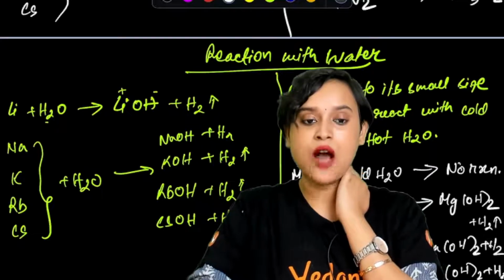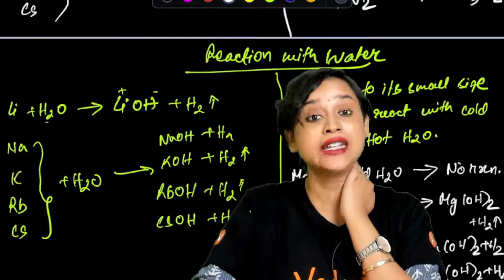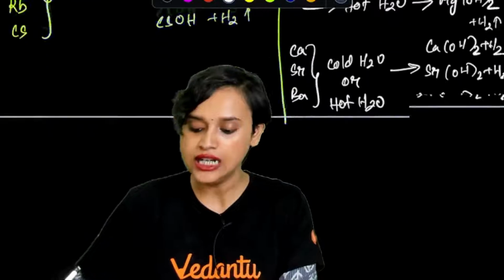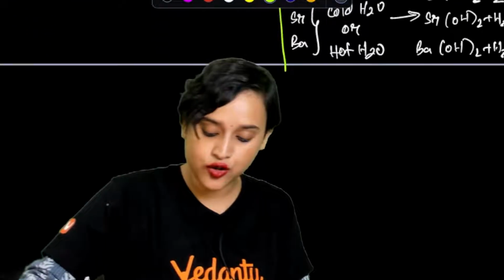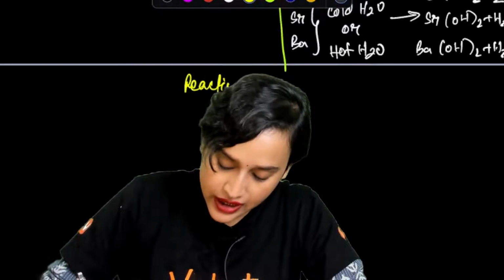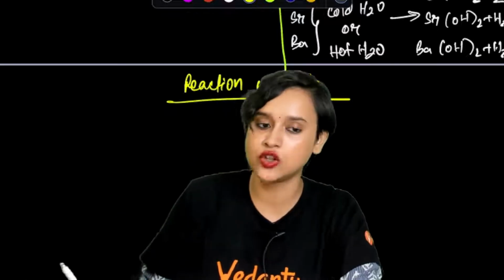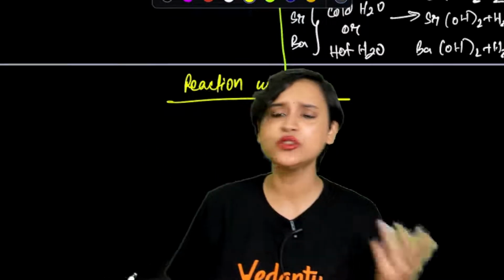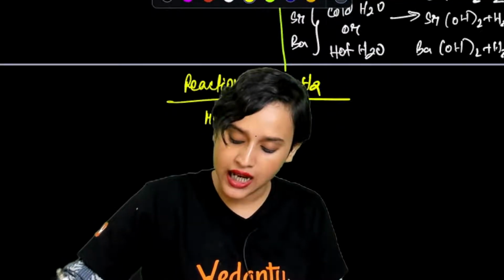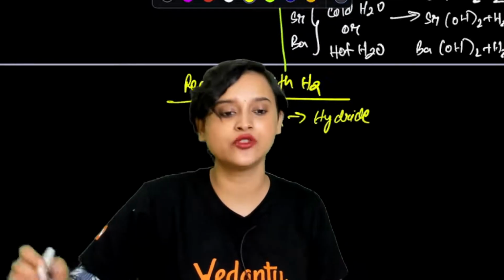Now after water, let's come to metal hydrides, reaction with hydrogen gas. Now that we see that hydrogen gas is coming out, let us see how hydrogen gas reacts. Reaction with H2. What do you think will form? Metal plus H2 will definitely give you a metal hydride.